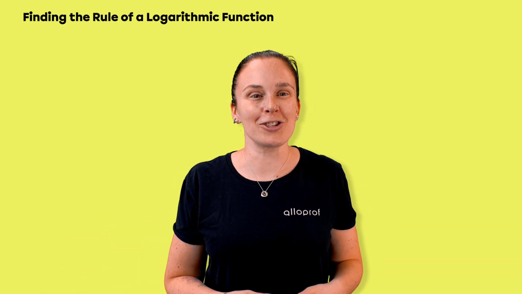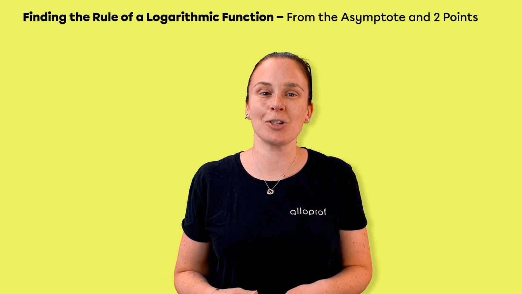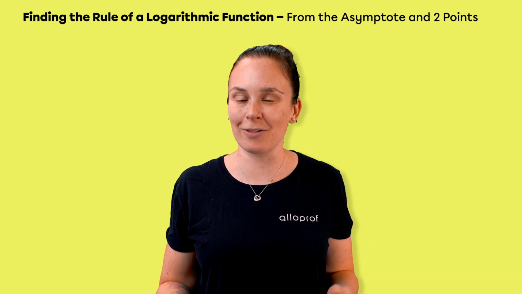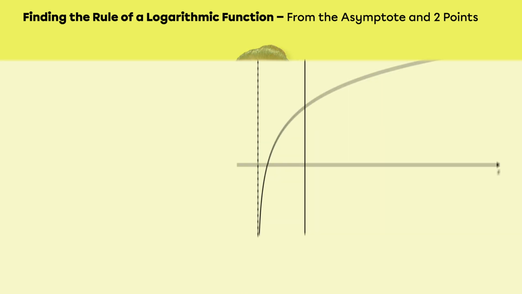This video explains how to find the rule of a logarithmic function from its graph. To do so, we need to know the equation of the asymptote and at least 2 points that belong to the function. Before starting, let's review a few things.